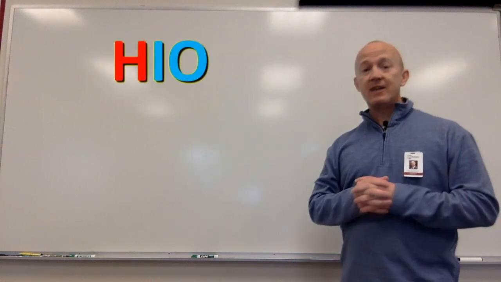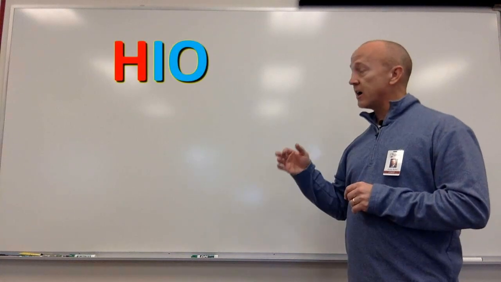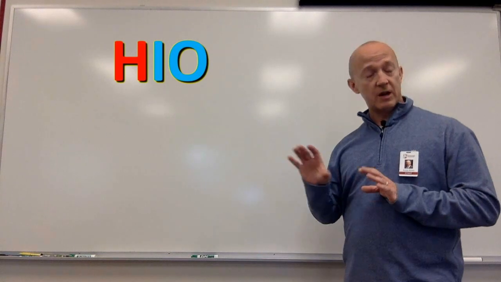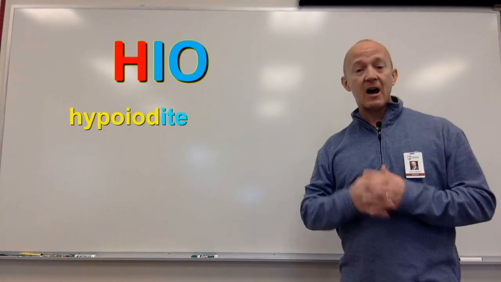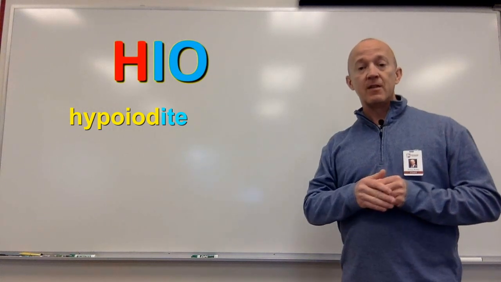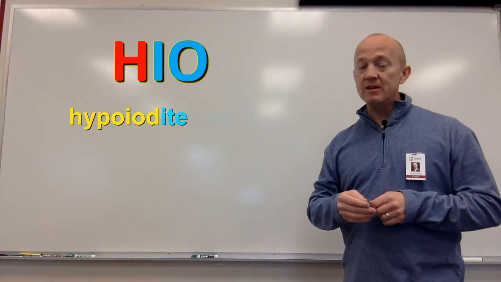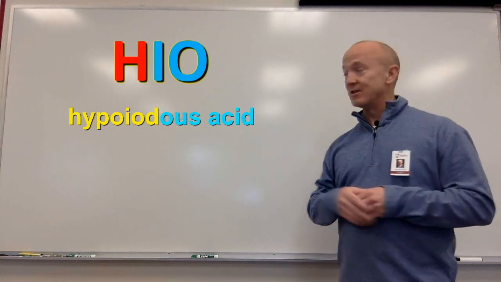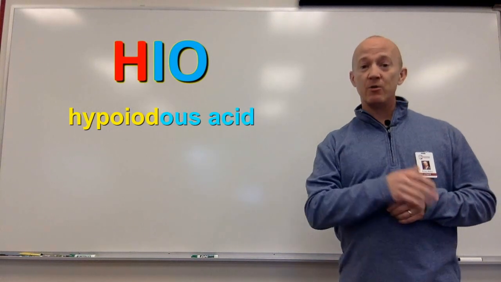How about this one? HIO. In determining our oxyanion, we just use the IO, not the H. IO is the hypoiodite ion. Okay, so it has an ITE ending. That means that the acid name will end in OUS. So this one's named hypoiodous acid.